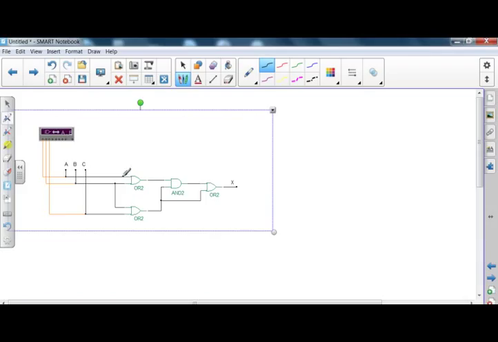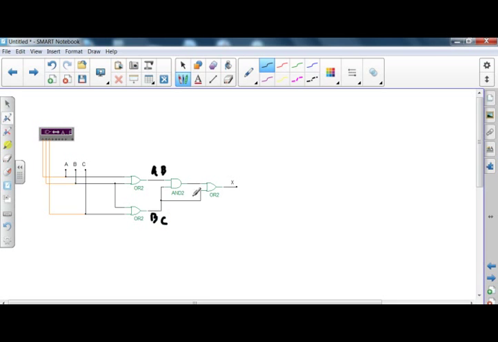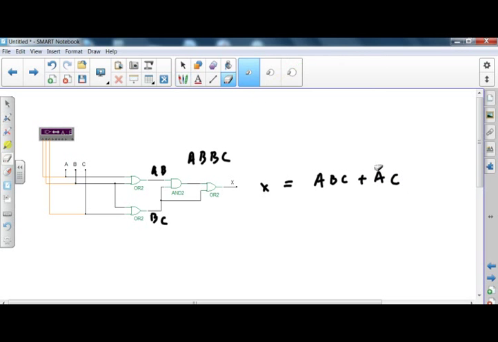Okay, so I've got AB. I got BC, I got AB or BC. So X is going to be AB. This is AB, BC. And X is going to be A, B, C, or AC. Not AC. BC. A, B, C, or BC. Okay, so that's the equation.